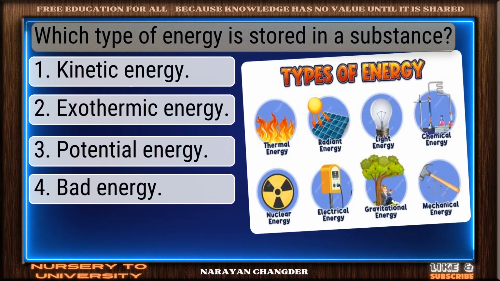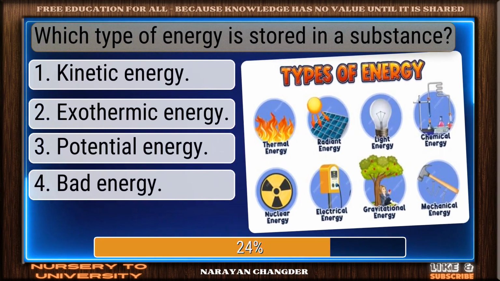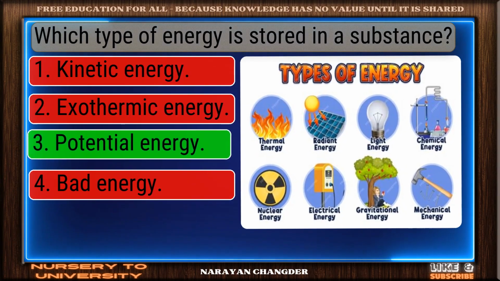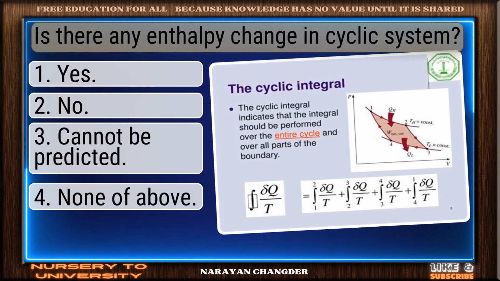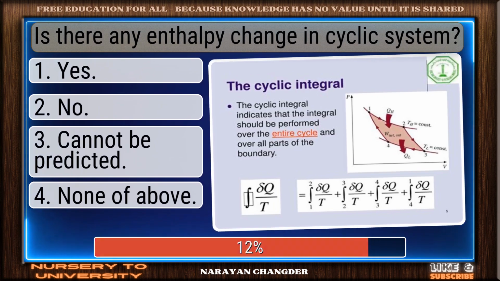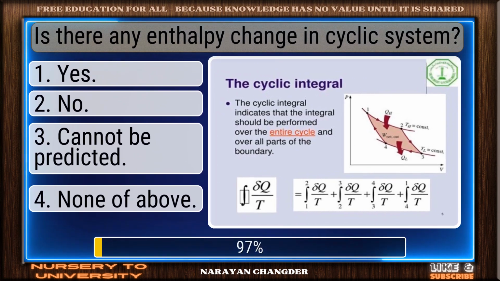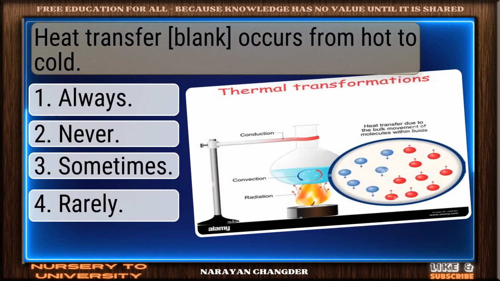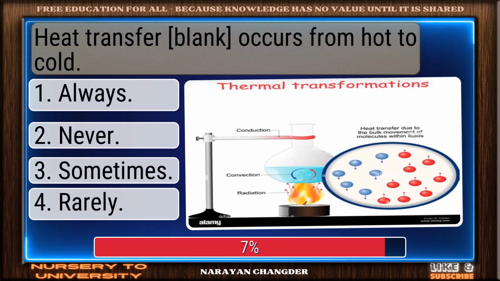Which type of energy is stored in a substance? Well done. Potential energy is the right choice. Is there any enthalpy change in cyclic system? Valid point. No is true. Heat transfer occurs from hot to cold.